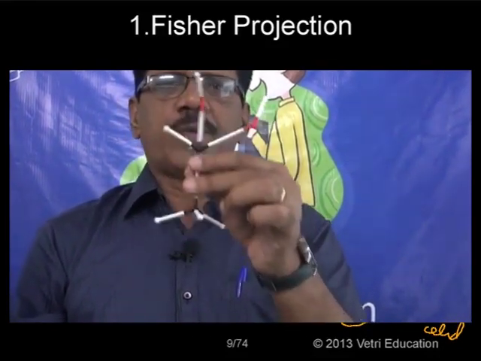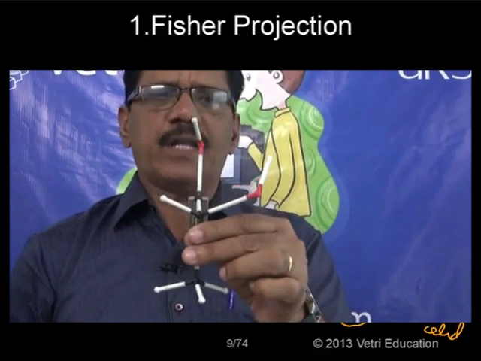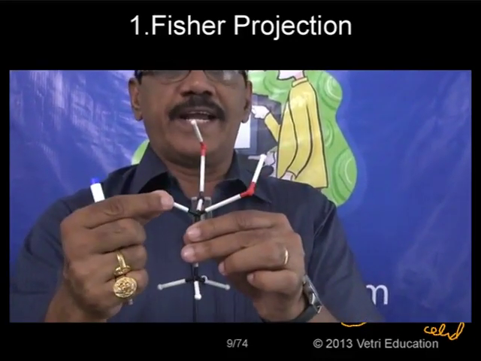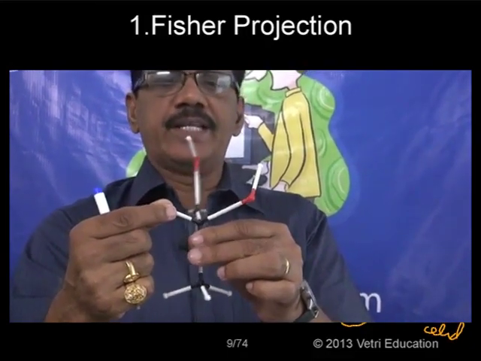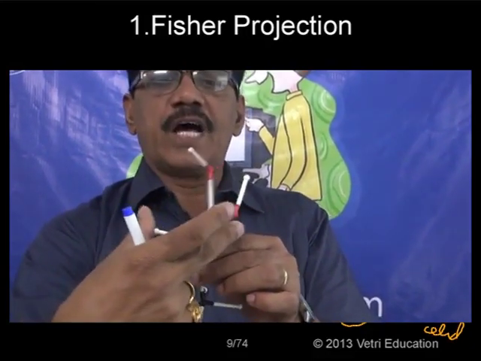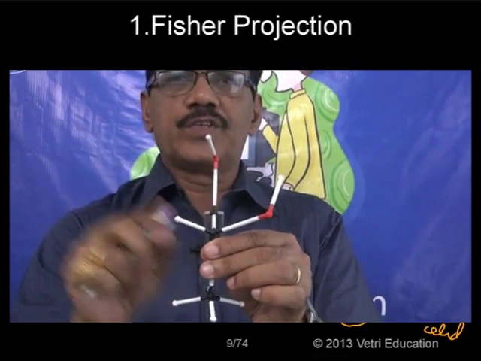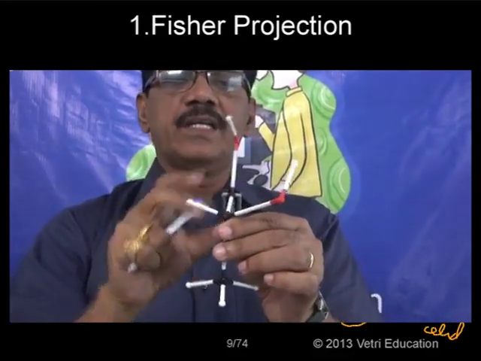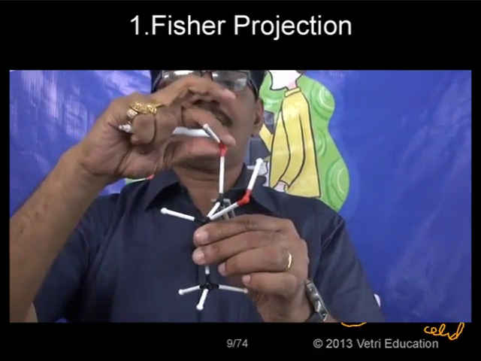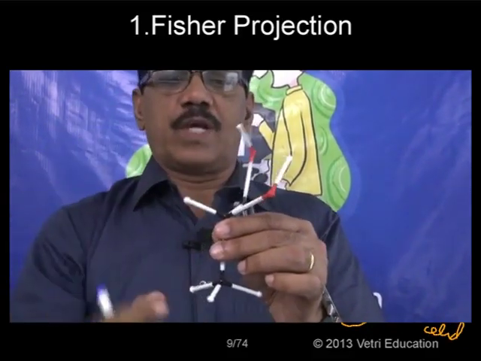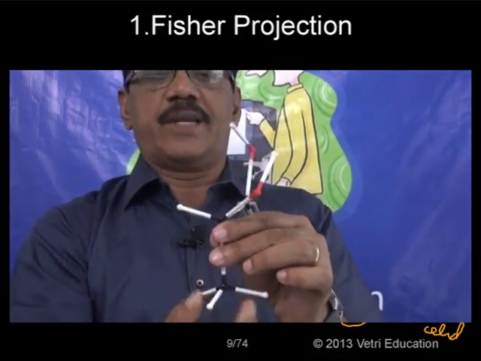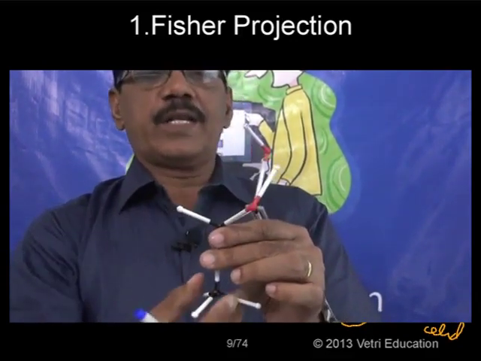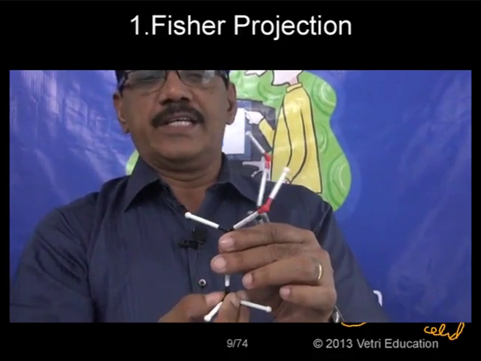I am showing it in front of you. Suppose you assume you are the observer. On your right side is OH. On your left side is H. These two horizontal groups are moving towards you, the observer. Now the top is COOH, and it is moving away from the observer, and again, below is CH3. Top is COOH and bottom is correspondingly CH3.